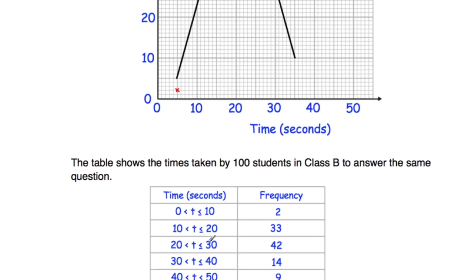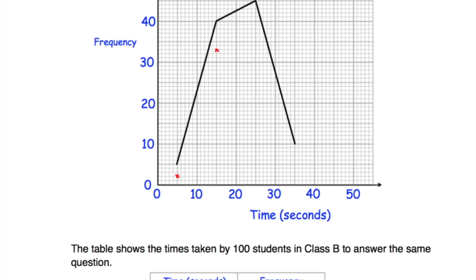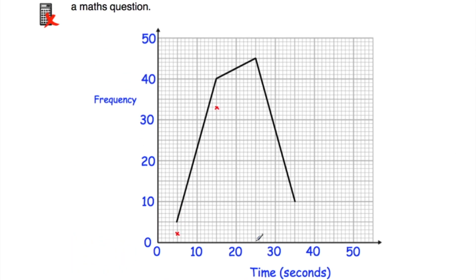Our next one is between 20 and 30. So it's going to be 25 seconds. And we're going to go up to 42 as our frequency. So we're going to go between 20 and 30. So it's 25 and up to 42, which would be here.